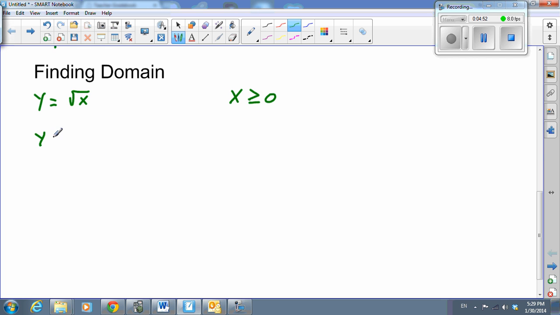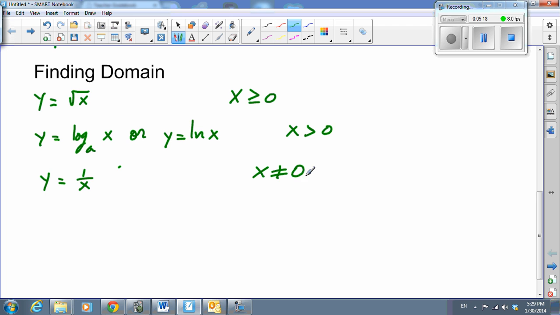If I give you a function y equal to log base a of x, or you can also write it as y equal the natural log of x, well, x has to be greater than 0 because you cannot find the natural log of any negative number or the natural log of 0. For the function y equals 1 over x, you will say x must be different than 0.